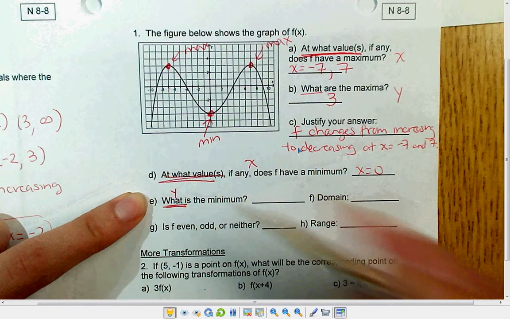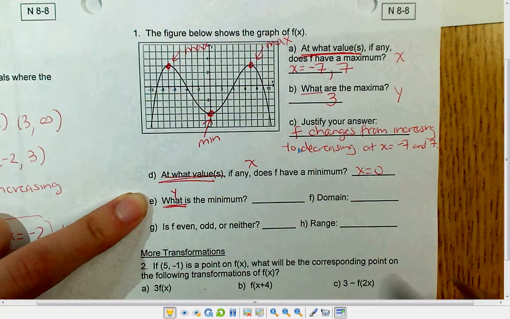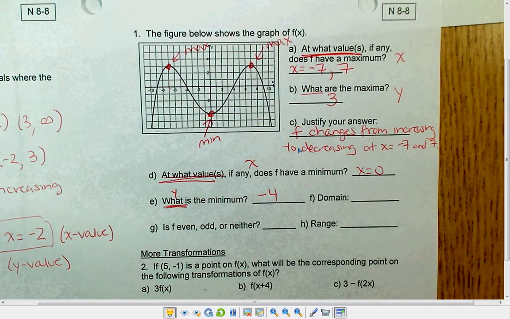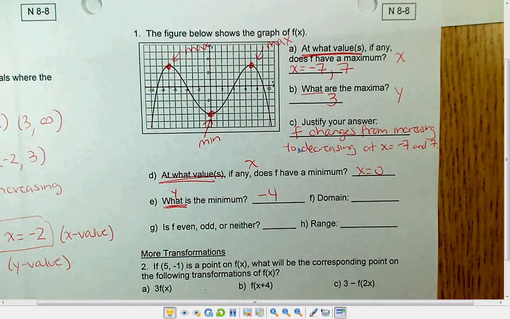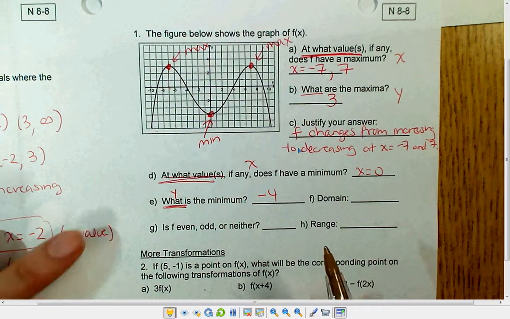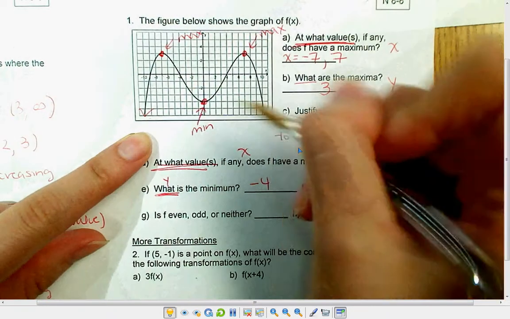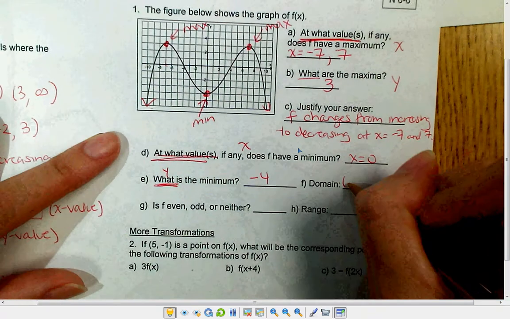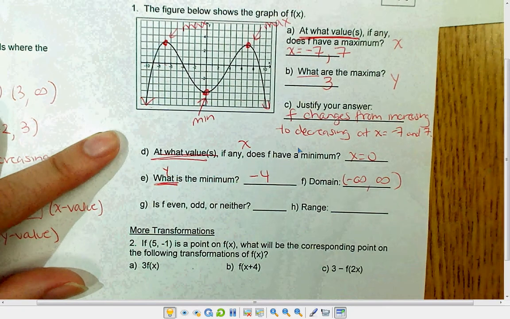What is the minimum? Now we're looking for our y value. Our y value of minimum is -4. Okay, now let's really quickly go through domain. So domain, this is going off the graph, so let's just imagine there's arrow signs. So left to right, the domain here is -infinity to infinity.